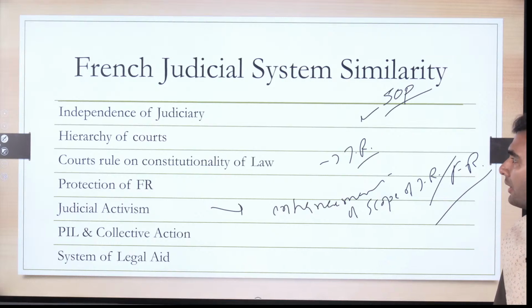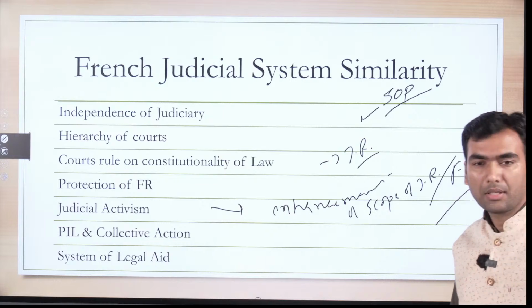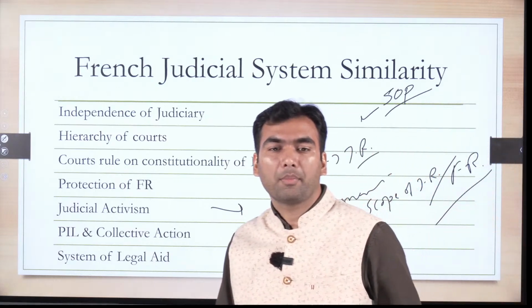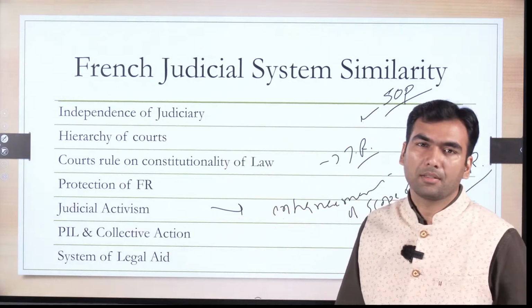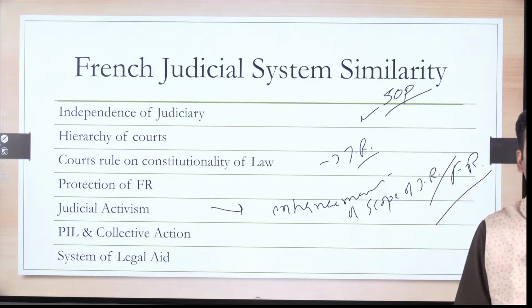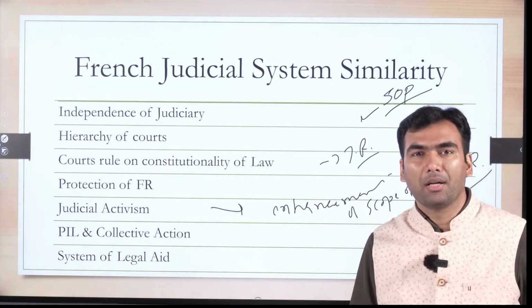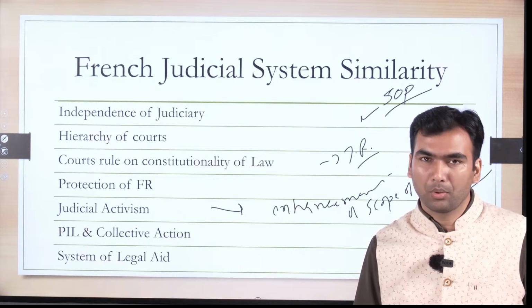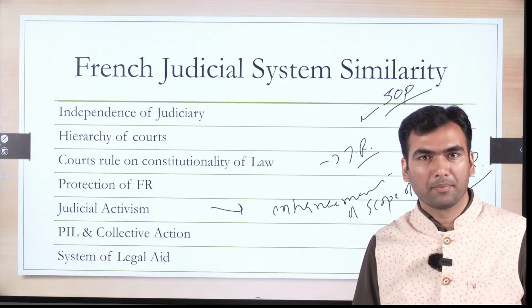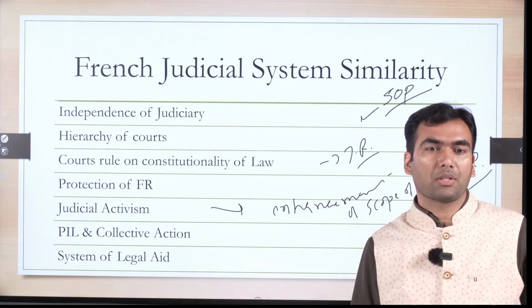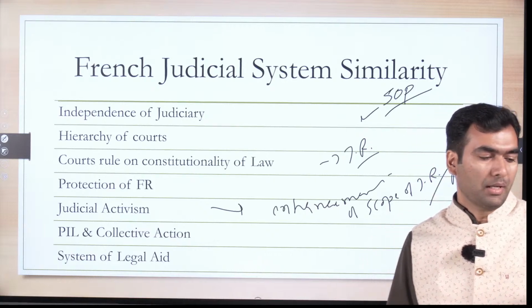But in the differences part, the differences are more. There is a comment: sir, who are the members of the Constitutional Council? Yes, judges. The Constitutional Council is the name. By council it gives a meaning that probably they are elected people. No, they are not elected. They are judges only. They rule on the constitutionality of any matter.